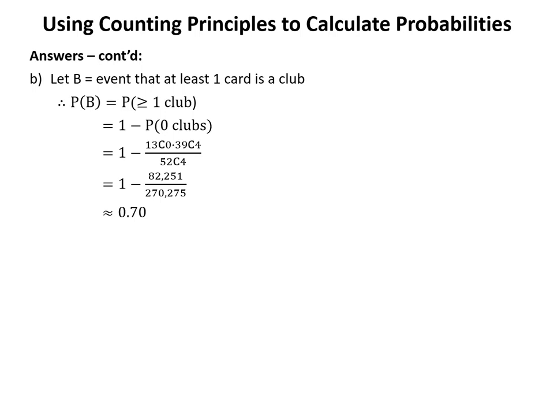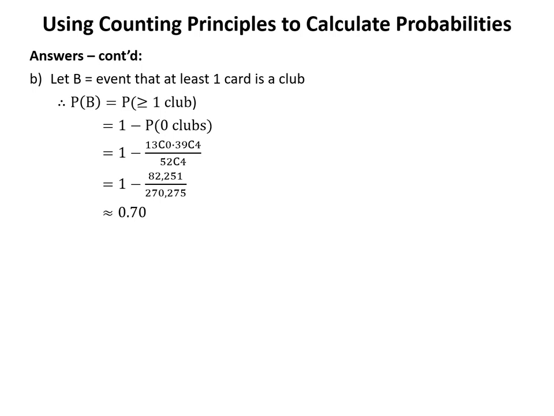So the easiest way to do that would be, as we've done before, to use this concept of the complement. So it's much quicker to just figure out the probability of getting no clubs and just subtracting that from 1. And that would give us the probability of the complement of getting no clubs, which is actually the event B, which is the event of getting at least 1 club. Now the probability of getting 0 clubs is done as follows. The denominator is the same. It's the 52 choose 4.